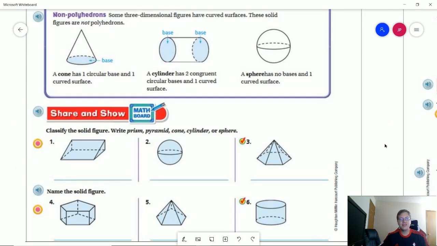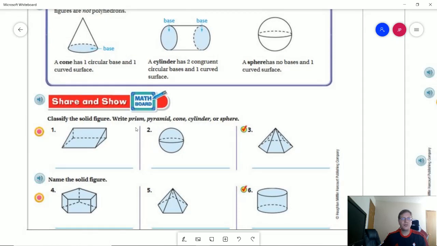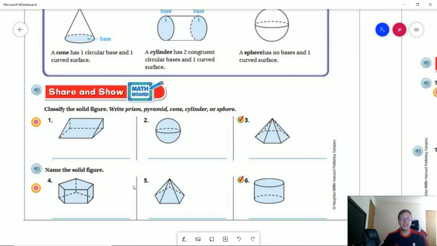So to look at share and show, right now we are going to work with prism, pyramid, cone, cylinder, or sphere. I want you to pause the video real quick, see what you come up with for that, and when you're ready, go ahead and hit play. I am probably going to go ahead and abbreviate just to save time.